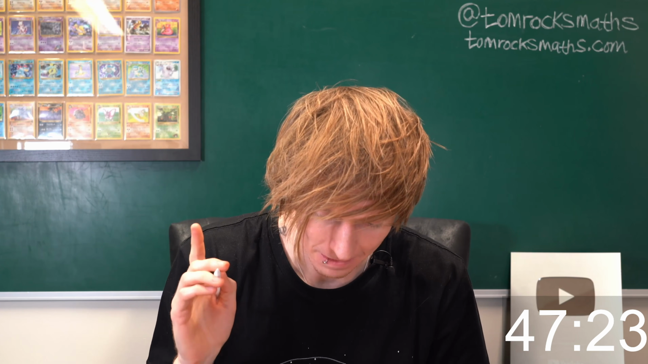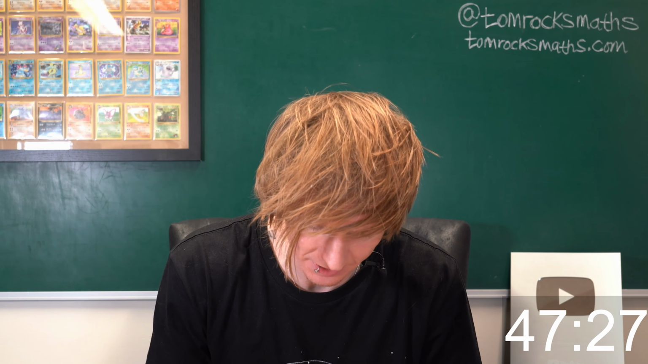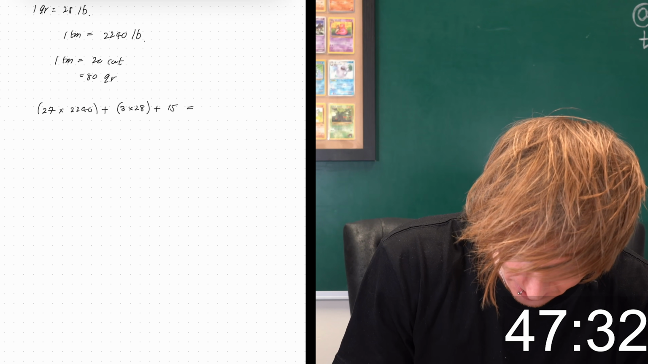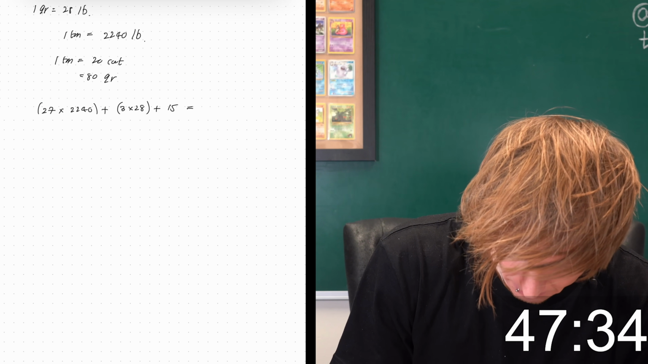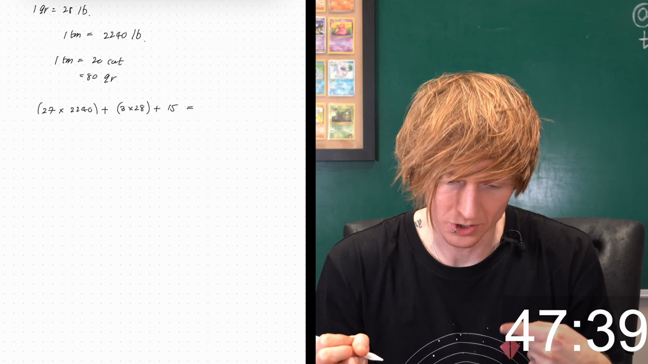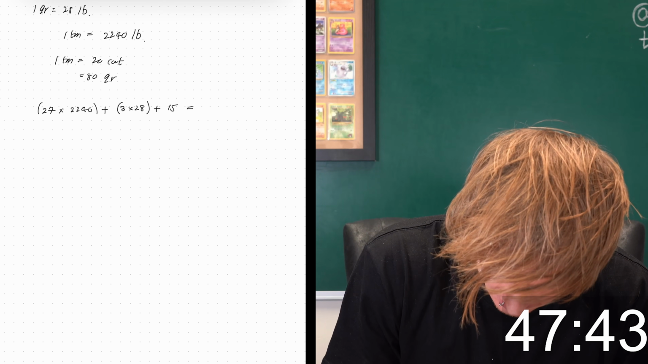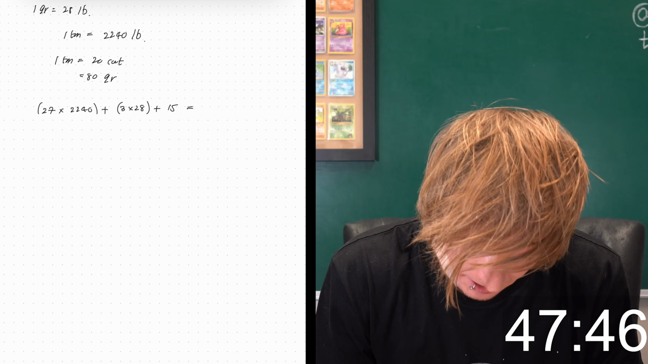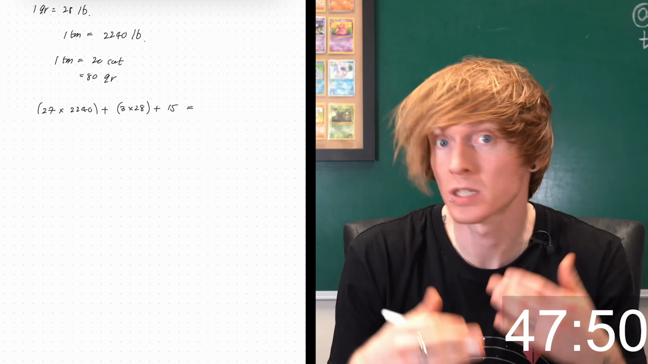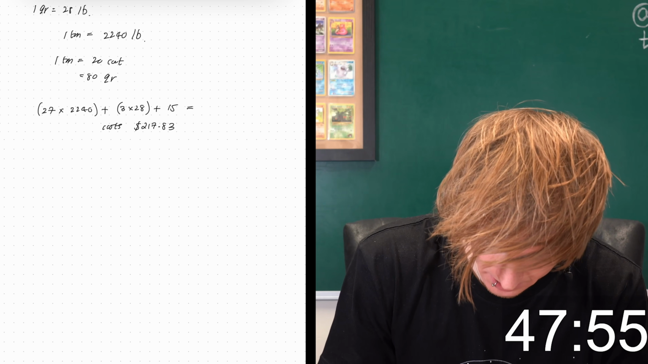So what do we know? We know that 27 tons, 3 quarters. So 27 times 2240 is the pounds, plus the quarters, 3 quarters. Each quarter is 28 pounds, so plus 3 times 28, and then plus the last amount, 15 pounds, which equals some number of pounds, and that costs 217.83.